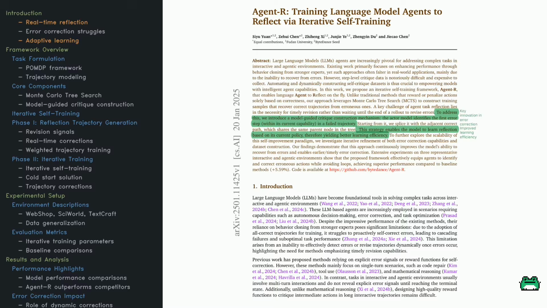The key here is timing. You don't want to wait until the end of a task to fix things. That's way too late. Agent-R is all about immediate revisions. It splices those error-prone paths with corrected ones based on what the model knows at that moment. This not only saves time, but also helps the model learn more effectively from its screw-ups. Experiments in various interactive environments show that Agent-R really shines. It outperforms other methods, improves error recovery, and even avoids those annoying endless loops. So, what we end up with are agents that are way more adaptable, acting more like real-world decision-makers.